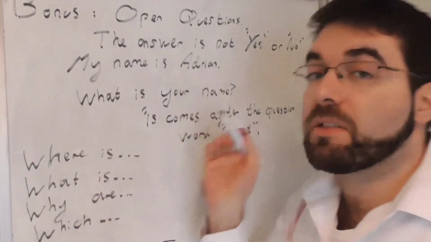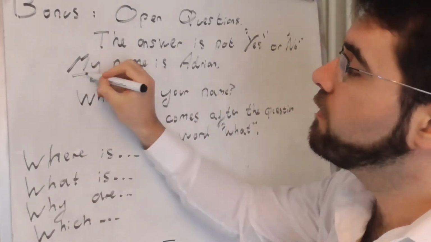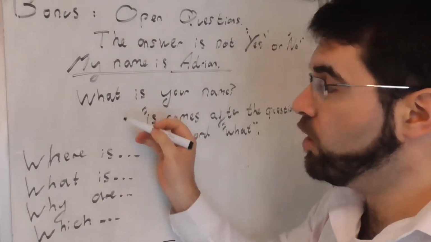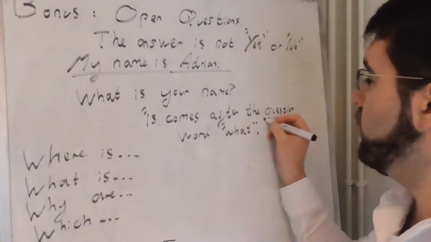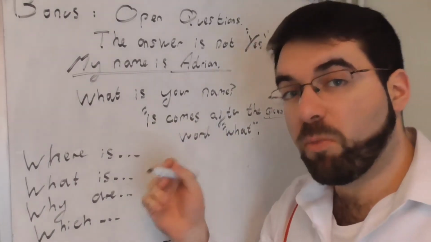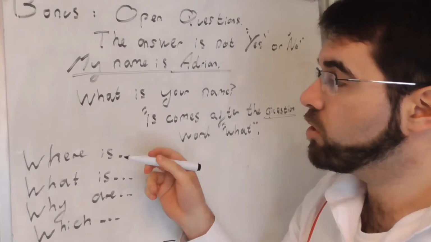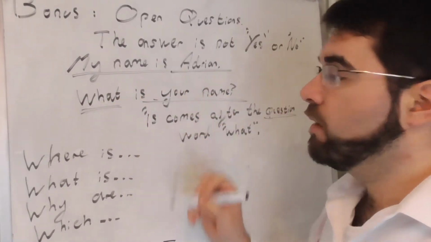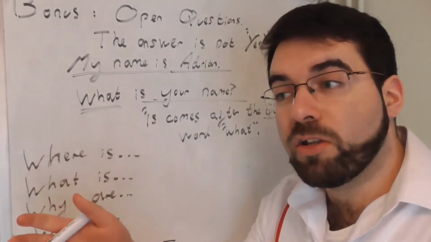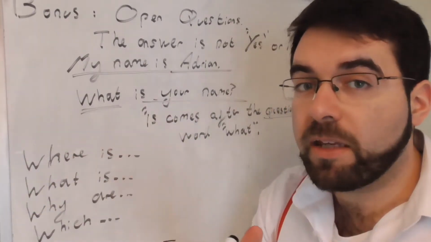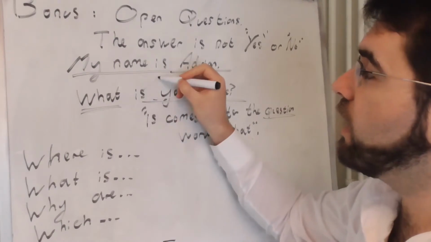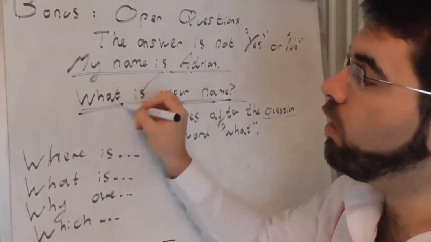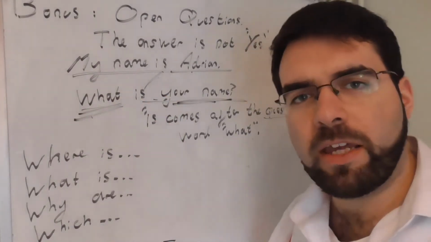So for example, let's have the statement, my name is Adrian. Statement. We could then add a question word, like who, what, where, when, why, to turn it into an open-ended question. What is your name? It's not, is Adrian your name? It's, what is your name? We could say, is Adrian your name? But we add, what? What is your name?